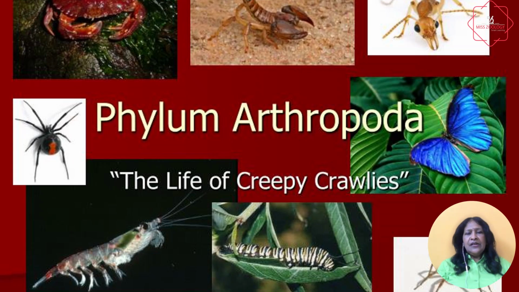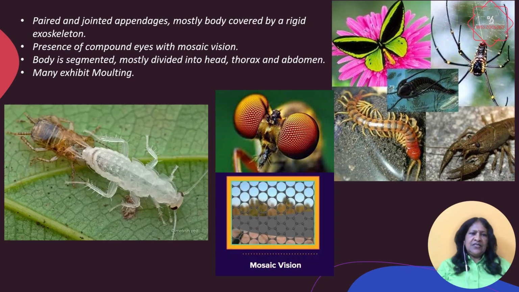This is phylum Arthropoda. Arthros means jointed, podus means feet. All the invertebrates under this phylum possess jointed feet. Let's see deeper what other characteristics are common for these invertebrates. Mostly, their body is covered by a rigid exoskeleton. Exoskeleton is a skeleton that covers on the outside.